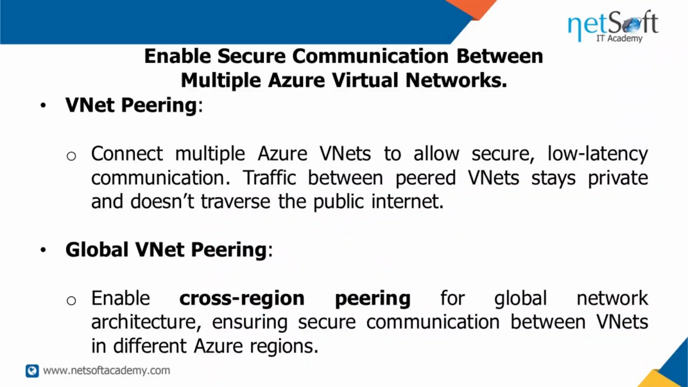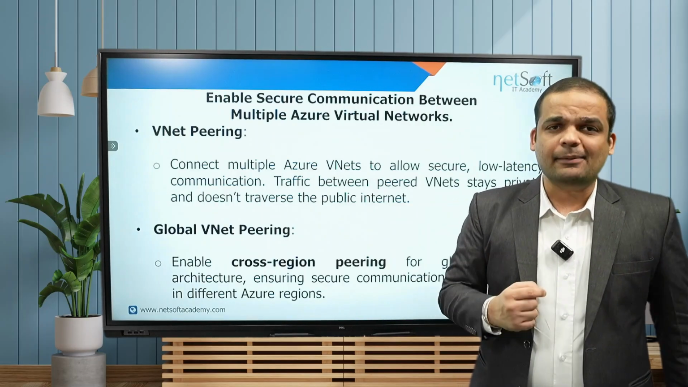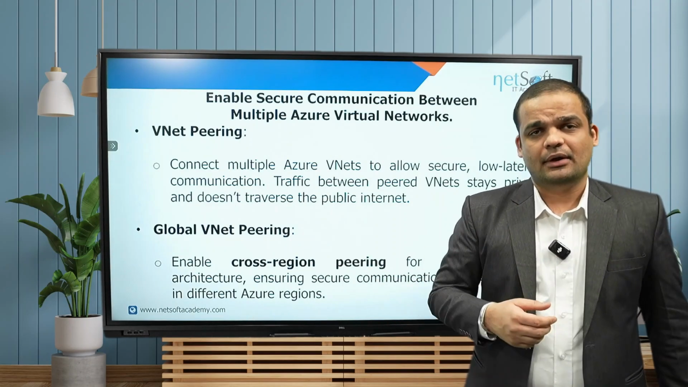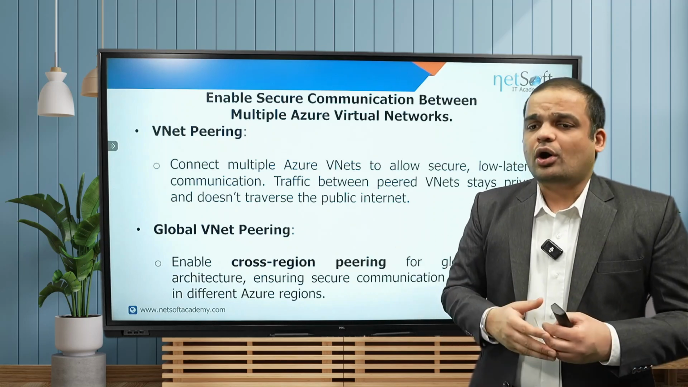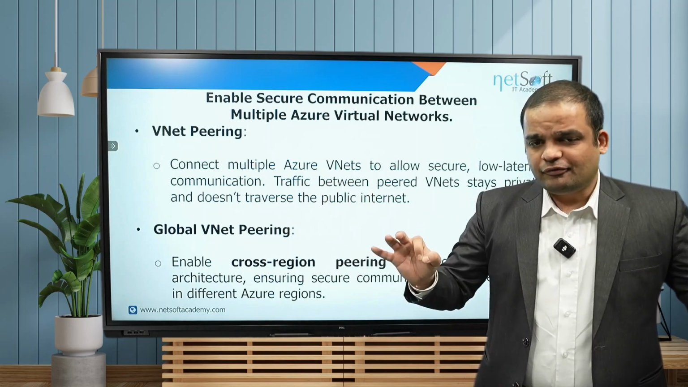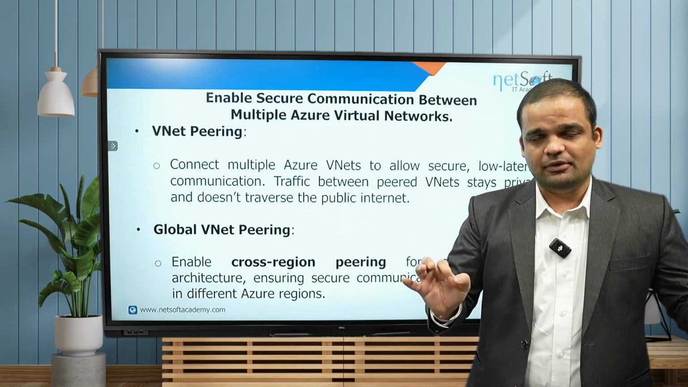Global VNet peering is also possible, especially for global network architecture. Global VNet peering extends VNet peering to different Azure regions, enabling secure communication between VNets in different parts of the world. Now, these VNets can belong to the same organization or to different organizations, it doesn't matter. If you have virtual networks on the Azure ecosystem, you can peer them.